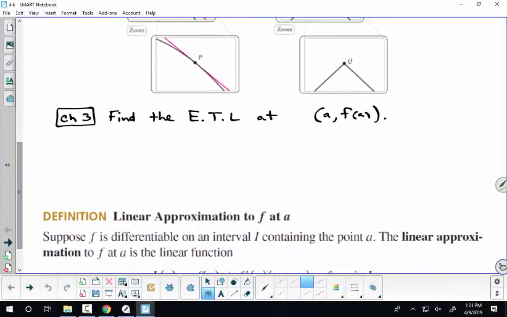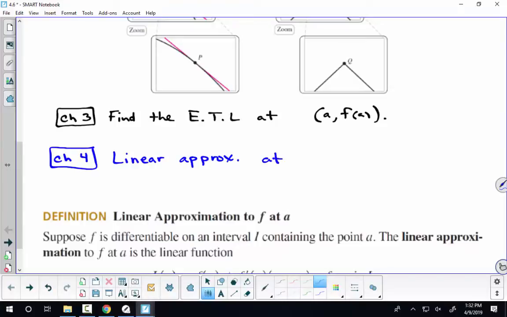So I mentioned here in chapter 3 it says find the equation of the tangent line at a point a, f of a. In chapter 4, this is going to be rebranded as the linear approximation. So although we have a new labeling, we have already done this.